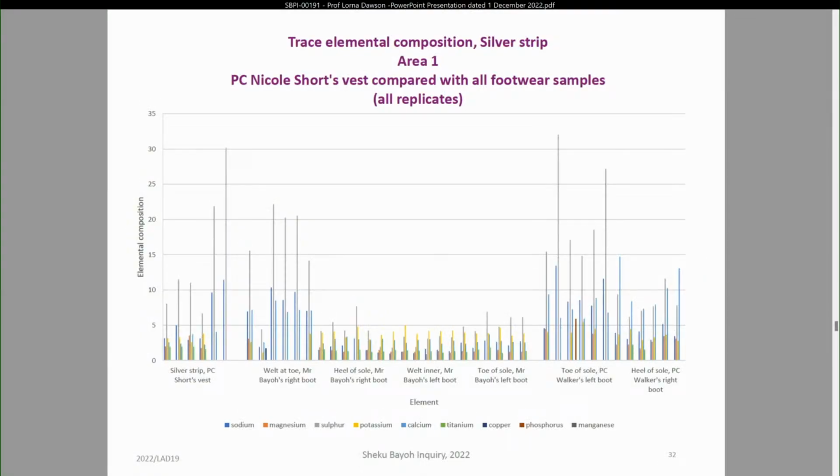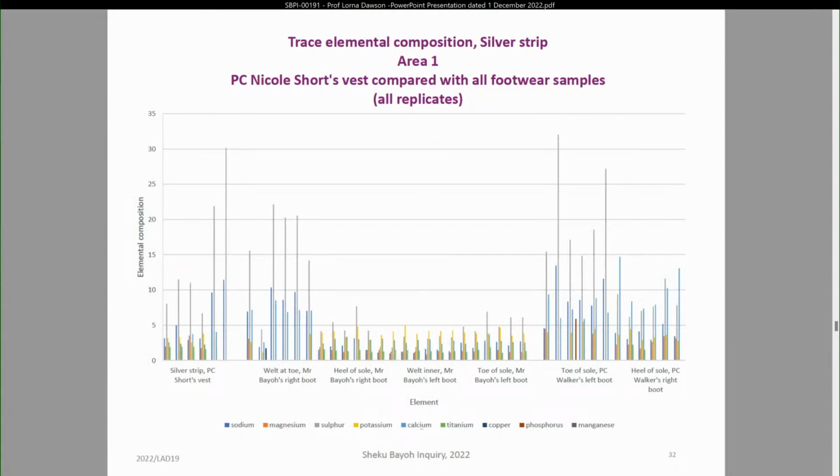So this slide is headed Trace Elemental Composition Silver Strip Area 1. Area 1 was the bottom of the silver strip on the back of PC Short's vest, compared with all footwear samples. That's Mr. Bayo's 4 samples and the 2 from Constable Walker's shoes, all replicates. So that's 6 replicates per sample, with 1 vest sample compared with all of the footwear samples. Can you explain to the chair what it is that we see on this graph?